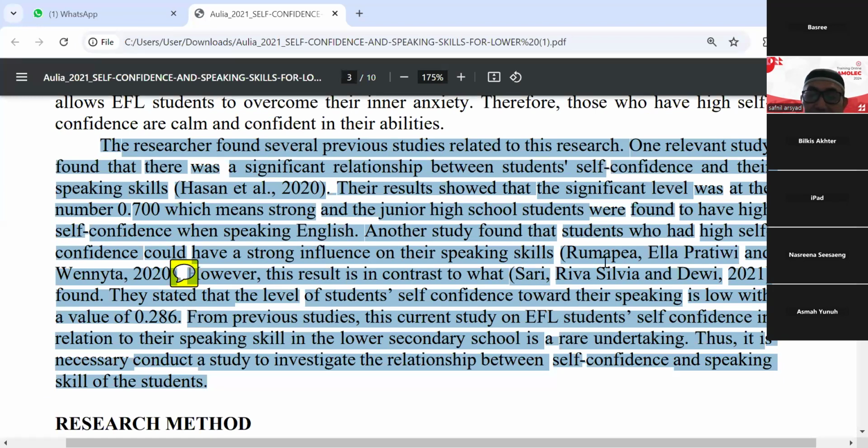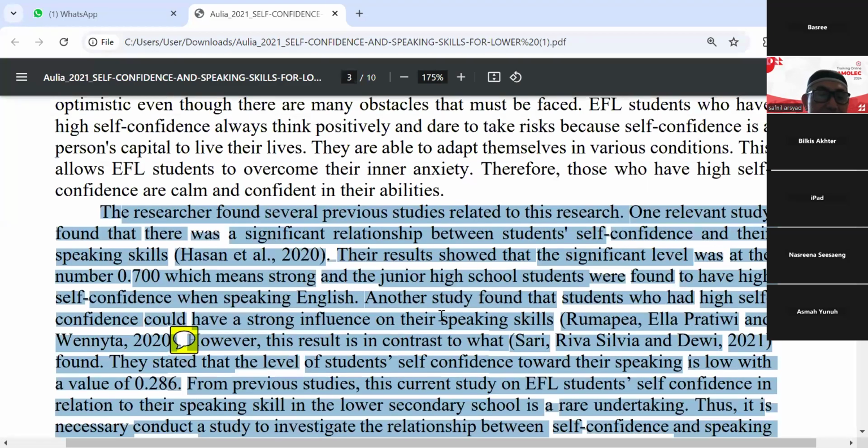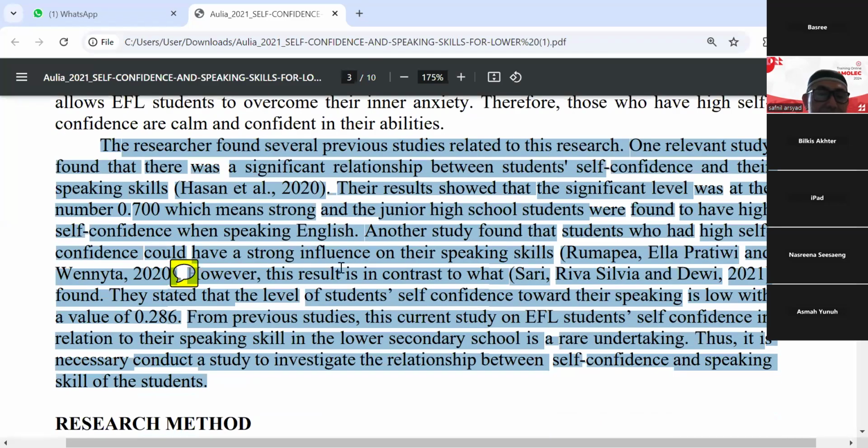Hassan et al. and Rumapia et al. Now only three. And this is not organized because there are only three. If you have about 10, you have to organize it. How will you organize it?